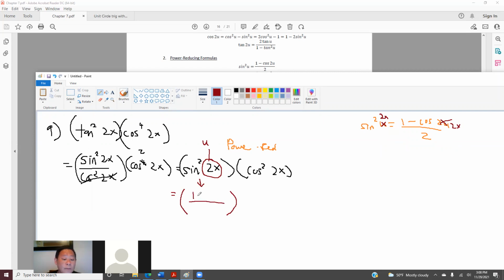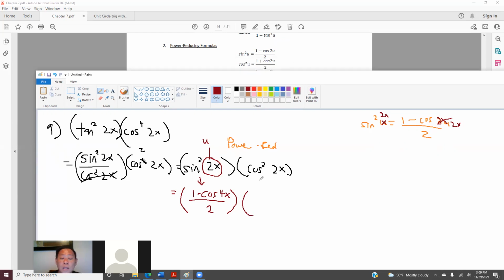You will get 1 minus cosine. Now this, it used to be 2u. Now this will become 4x over 2, because our u in this case is 2x, and then you have another 2 here. So 2 times 2 will make it 4x. And same thing with the cosine 2u. If you use your power reducing, it's exactly the same as the sine, but you just change the sign. So this is 1 plus cosine 4x over 2.